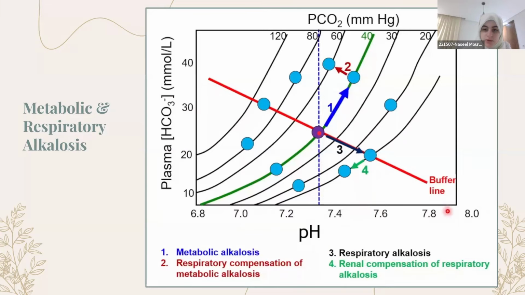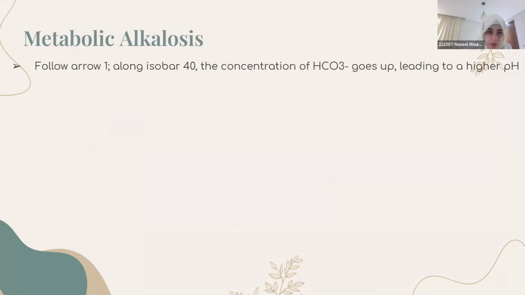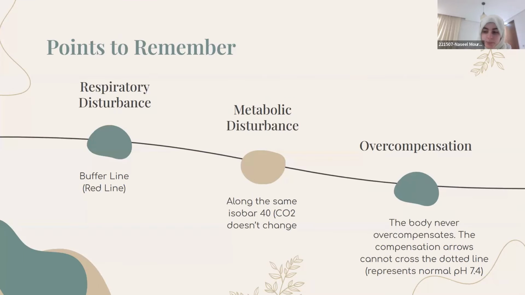Now for respiratory alkalosis, we said we'd move along the buffer line. Your CO2 went from 40 to 10, okay? So this means alkalosis and it's respiratory. Now to compensate that, you want to move along the same isobar, but what are you going to do? You're going to decrease your bicarbonate. When you decrease the bicarbonate, this means you want the blood to become more acidic, so your pH is going to start to go down. Okay? Now I wrote all of this here so that you guys can go through it on your own, but it's basically the same thing as acidosis, just take it the opposite way.